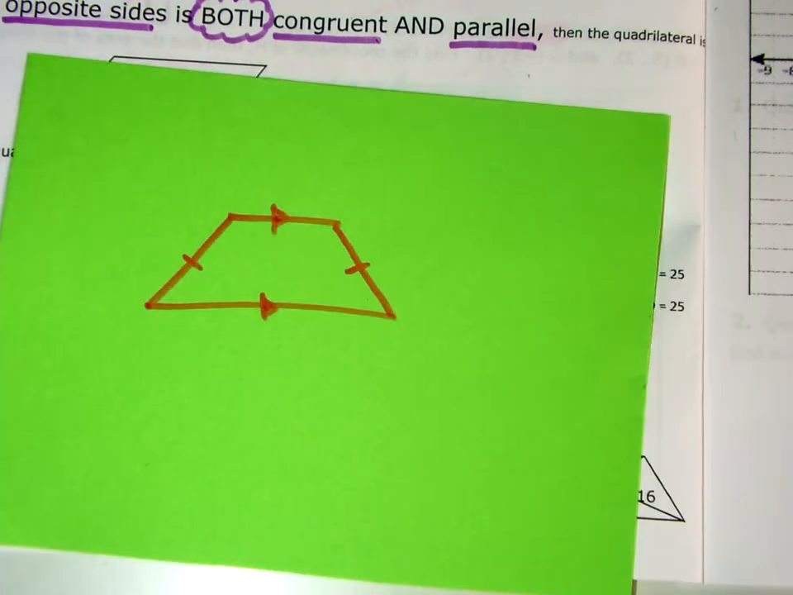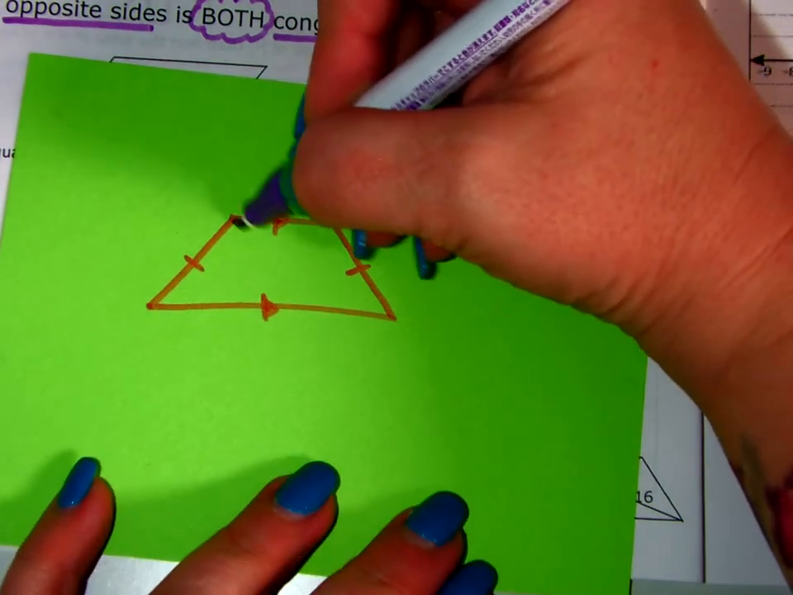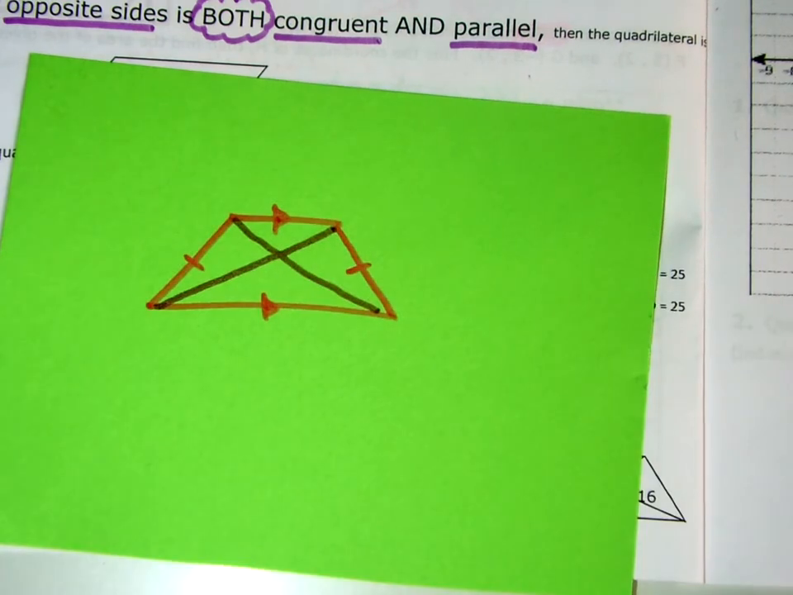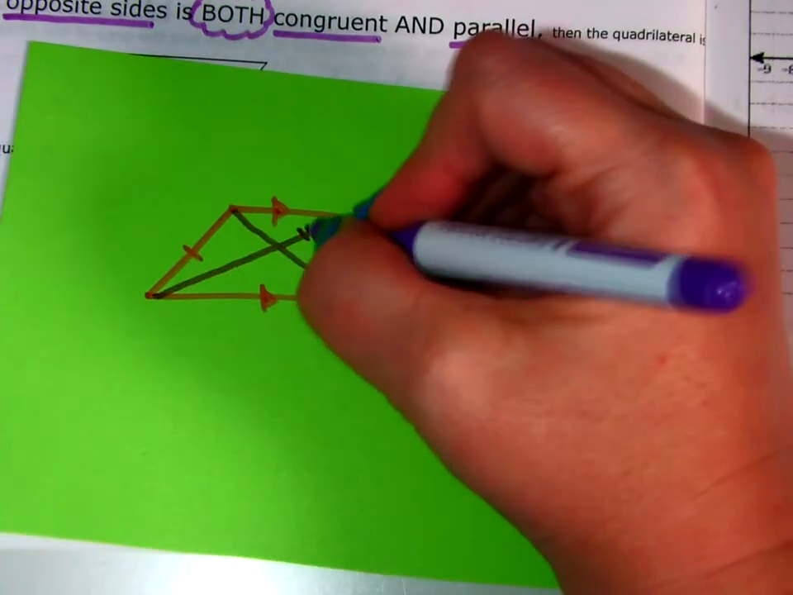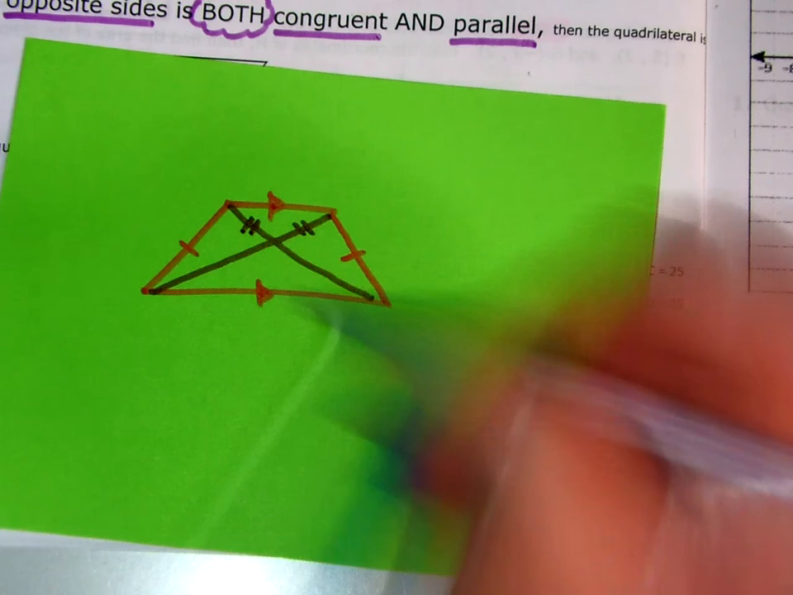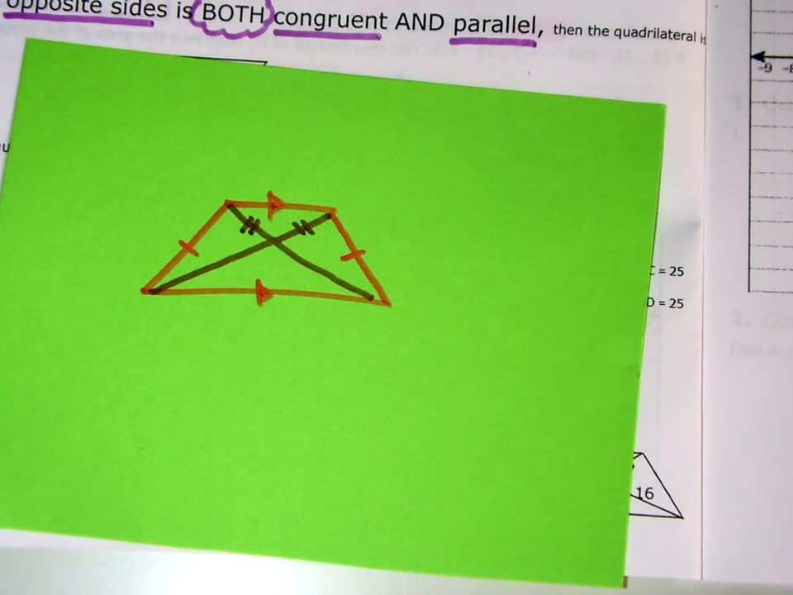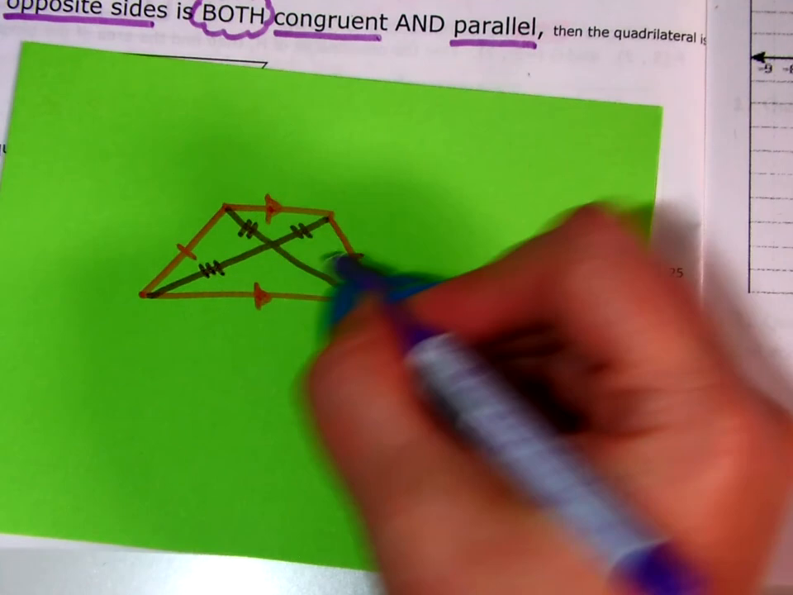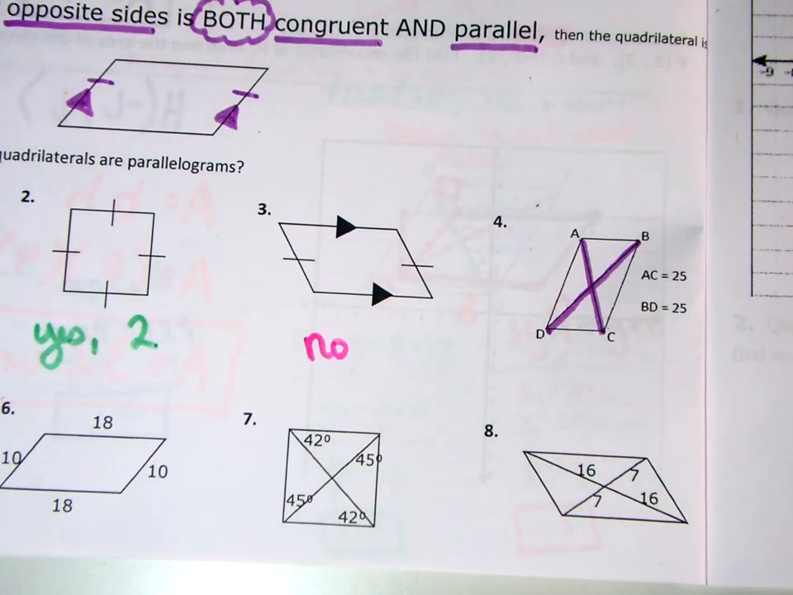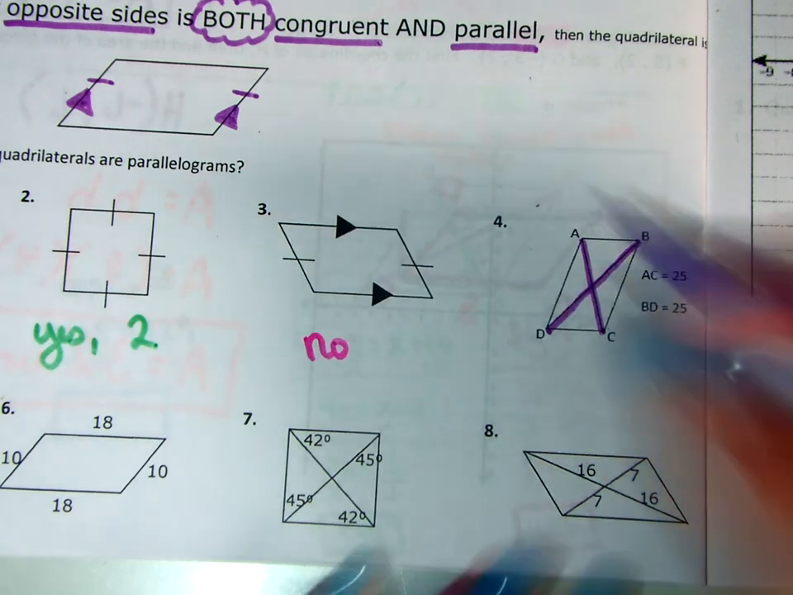Because I could come back to this trapezoid and guess what one of the properties of an isosceles trapezoid is? It is that these diagonals are congruent. But this piece here will not be congruent to this long piece right here. It will actually be congruent to this piece over here. And then same down here, this piece will be congruent to this piece, in an isosceles trapezoid. So congruent diagonals is not enough to prove a parallelogram. They have to be bisected. So this is no.